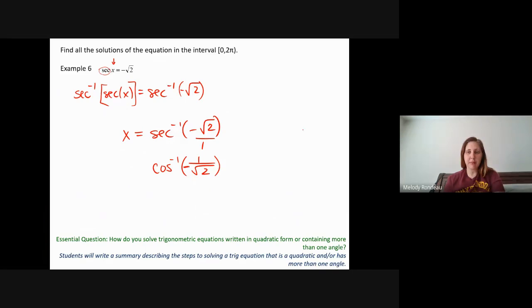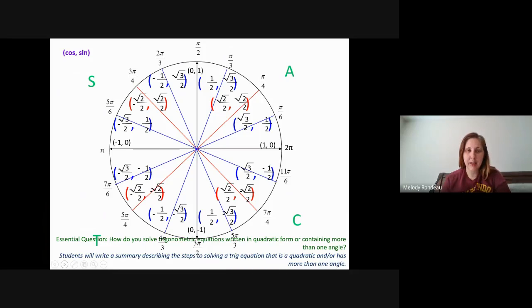Before I do that, let's double check. All students take calculus. I want cosine to be negative, so I don't want the positive places. That means I'm in quadrants 2 and 3. Now, when I go to look for this, remember cosine is an x value, and I want it to be 1 over negative square root of 2. When I look for that, I don't see 1 over negative square root of 2 at all. What did I do wrong?